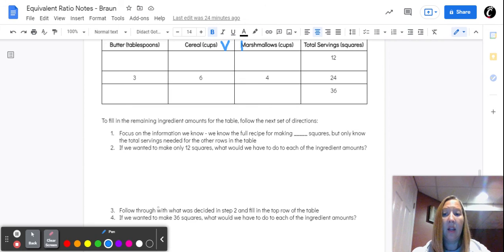If you notice, it says to fill in the remaining ingredient amounts for the table, we need to follow the next set of directions. We're going to focus on the information we know. We know the full recipe for making 24 squares, right? We see right here, this row, it tells us the full ingredients. But we only know the total servings needed for the other rows in the table. So up here I have that I need 3 tablespoons of butter, 6 cups of cereal, 4 cups of marshmallows, and that makes 24 squares.